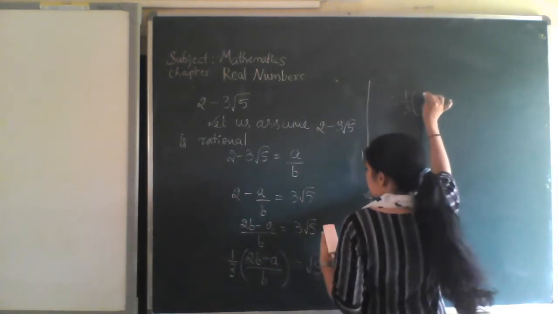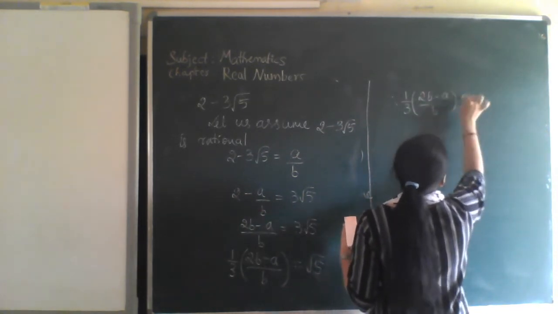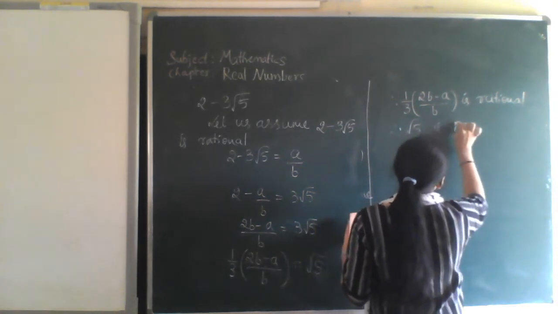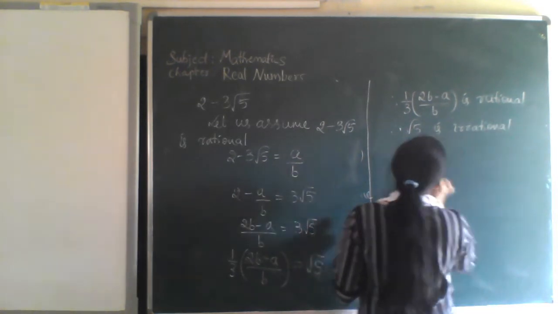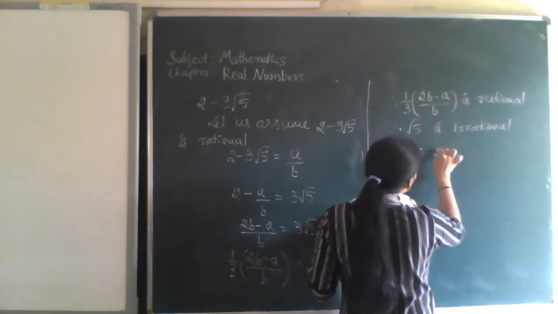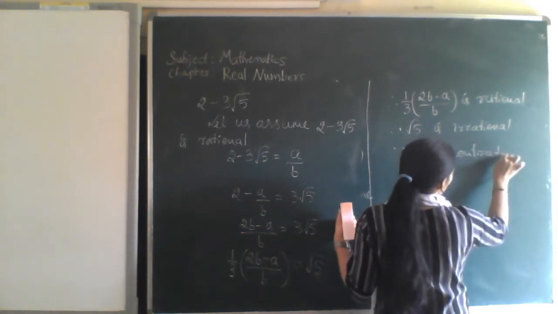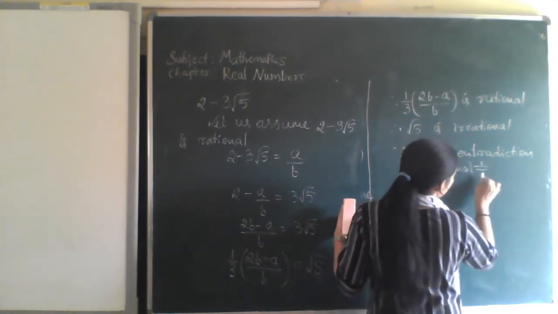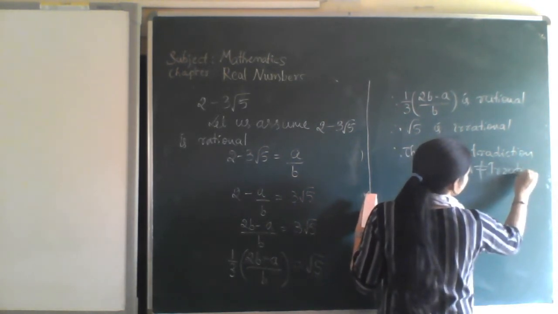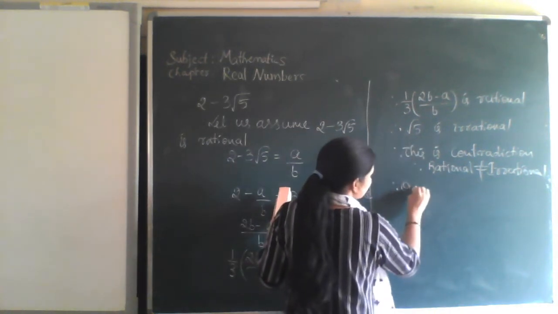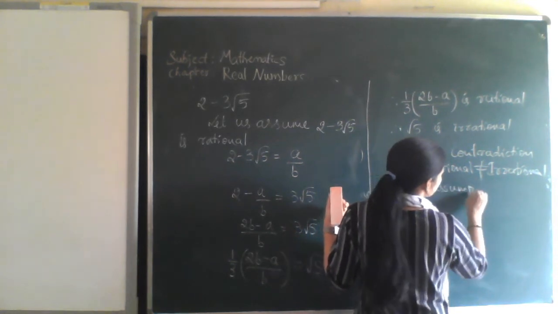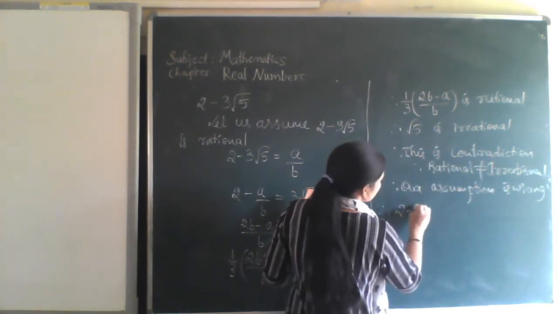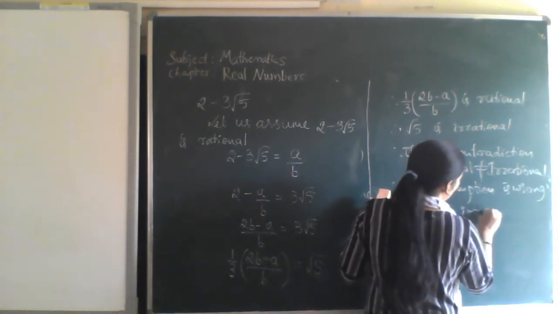1 by 3 into (2b minus a) divided by b is a rational number, and root 5 is an irrational number. Then this is a contradiction, because a rational number can't be equal to an irrational number. Our assumption is wrong. 2 minus 3 root 5 is an irrational number.